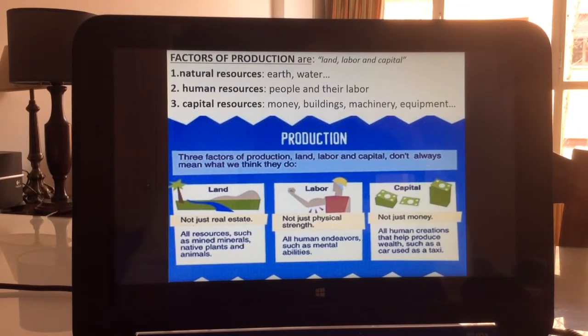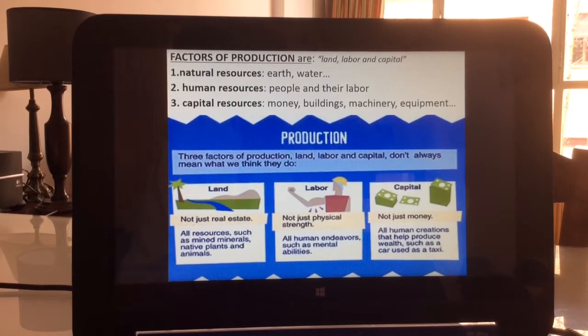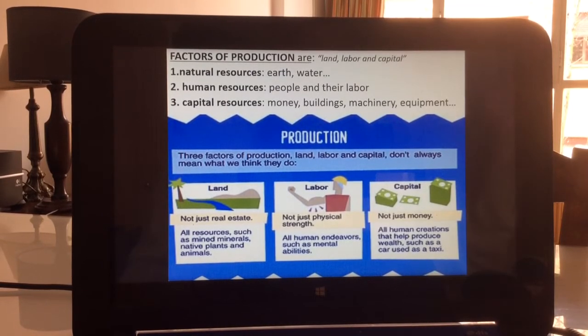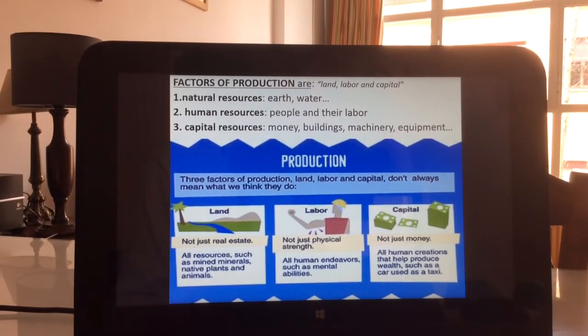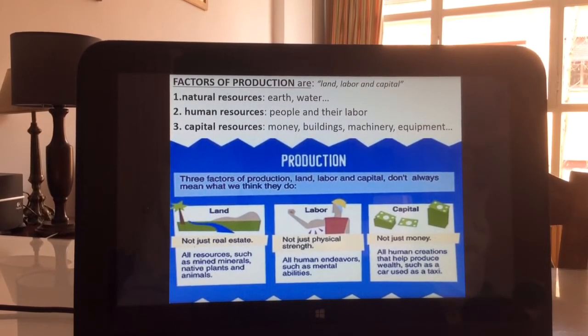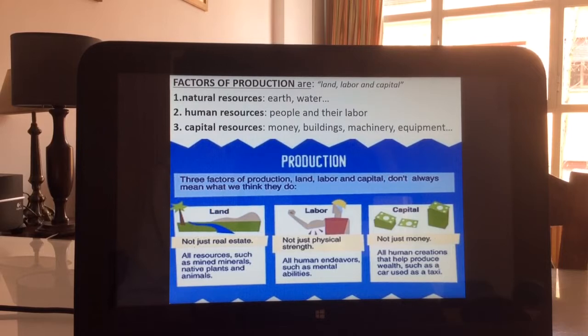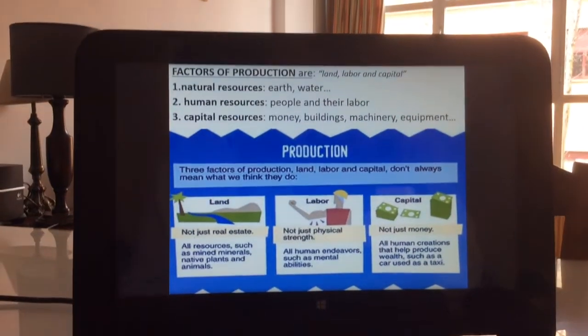All right, and there are 3 kinds of factors of production. These are also called the means of production. Okay, so factors of production is the same thing as means of production. The shorthand way of saying it is land, labor, and capital. Land refers to natural resources, right? The earth that your factory is built on, for example, is a natural resource. The water that you use to make your Coca-Cola is a natural resource, right? Human resources are people and their labor, right? So at the school, for example, it would be all of the teachers, all of the staff, all of the secretaries, and the people who work in the kitchen, and the people who clean up, right?